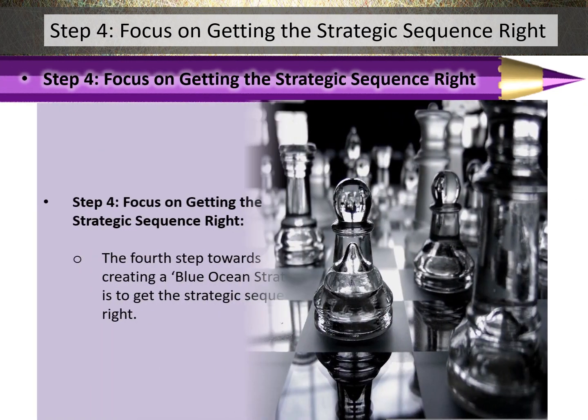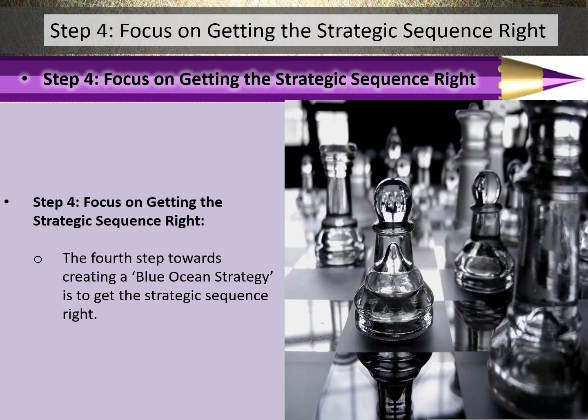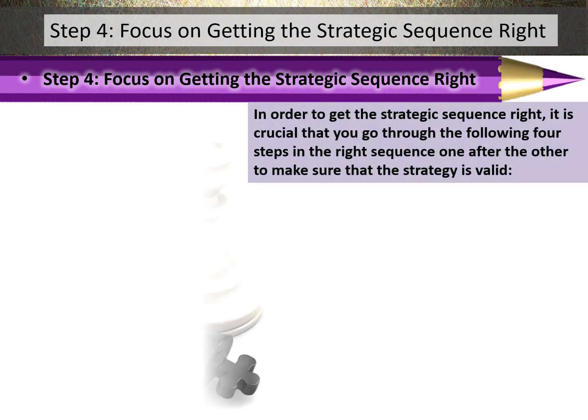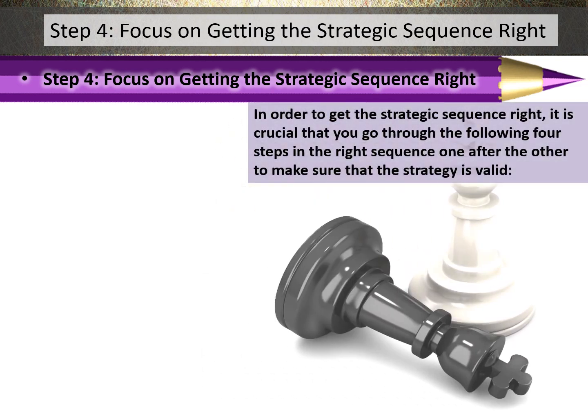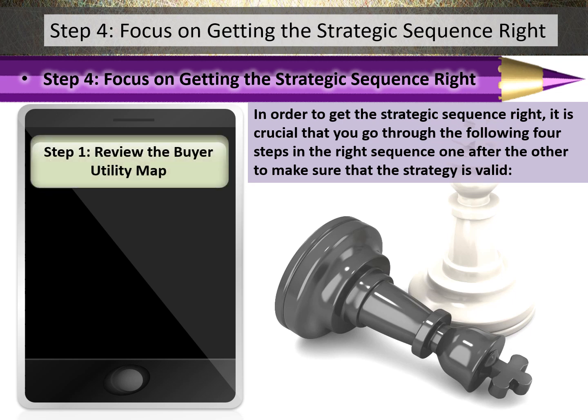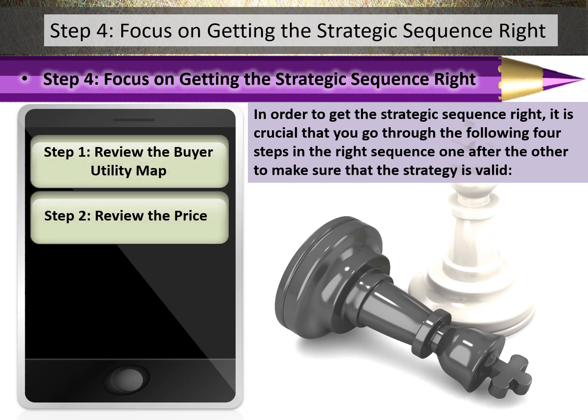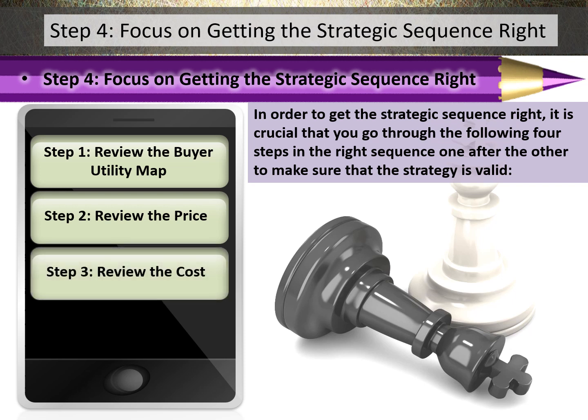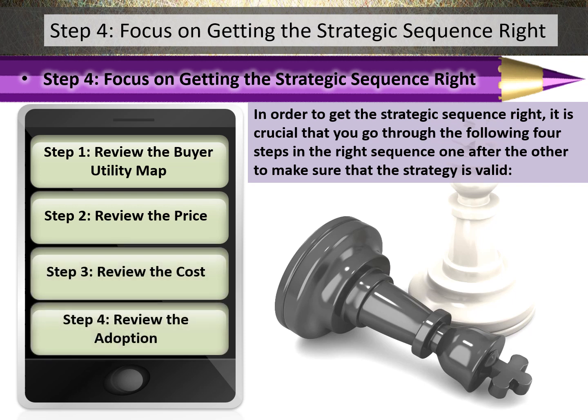Step 4, focus on getting the strategic sequence right. The fourth step towards creating a blue ocean strategy is to get the strategic sequence right. In order to get the strategic sequence right, it's crucial that you go through the following 4 steps in the right sequence, one after the other, to make sure that the strategy is valid. Step 1, review the buyer utility map. Step 2, review the price. Step 3, review the cost. And Step 4, review the adoption. Let's look at each one of these in detail.